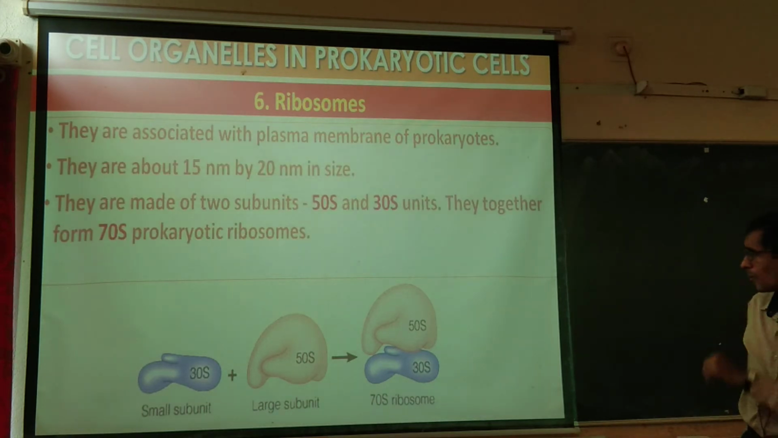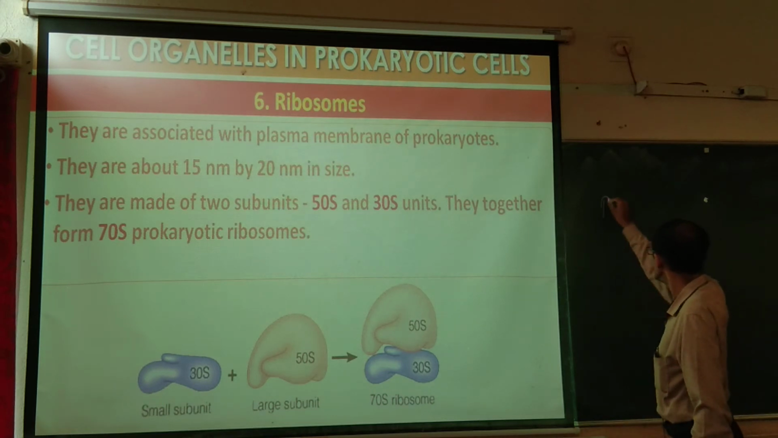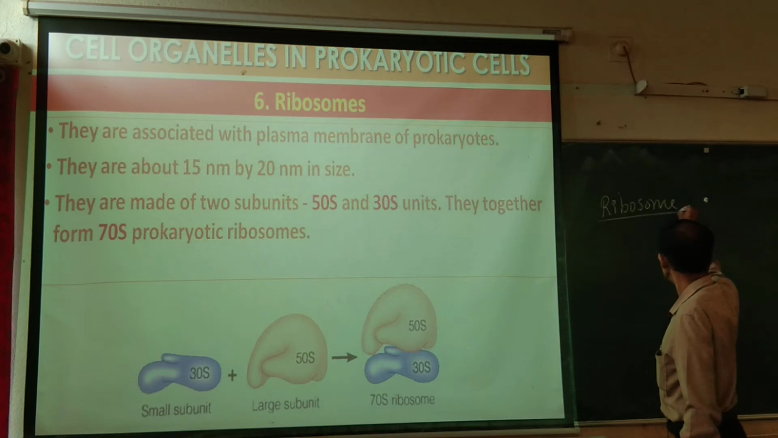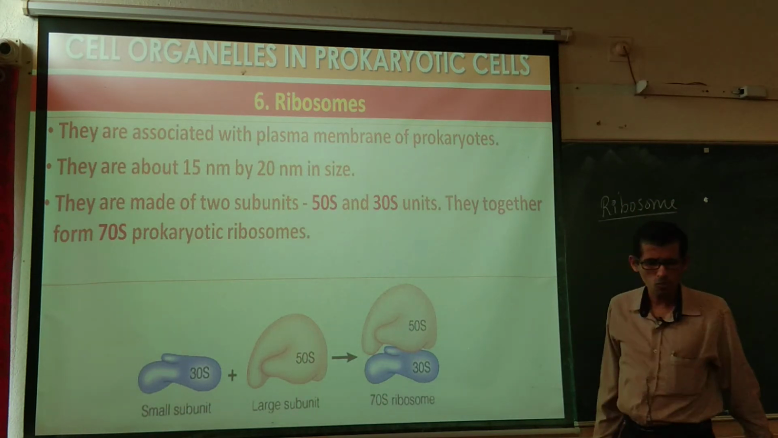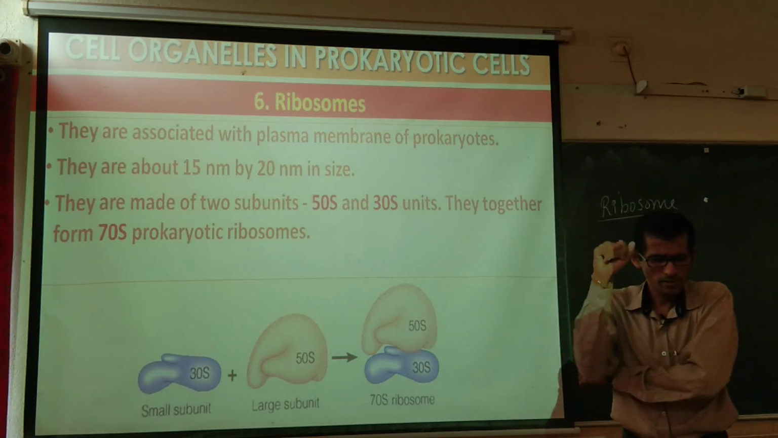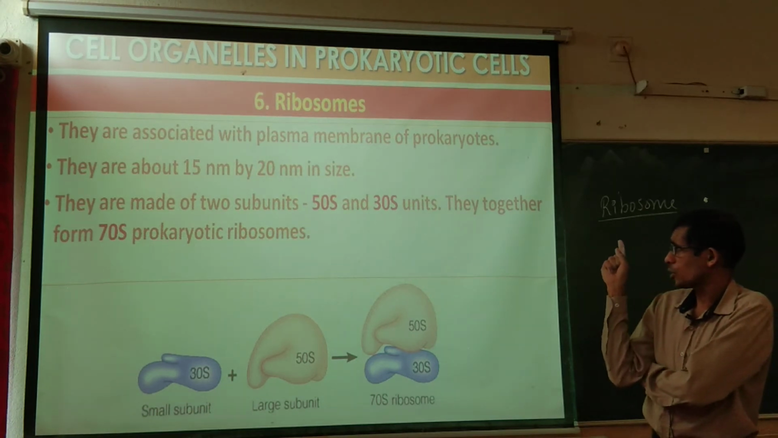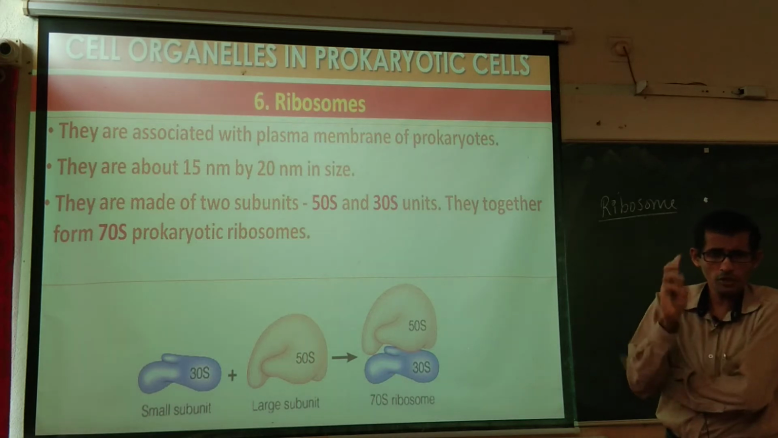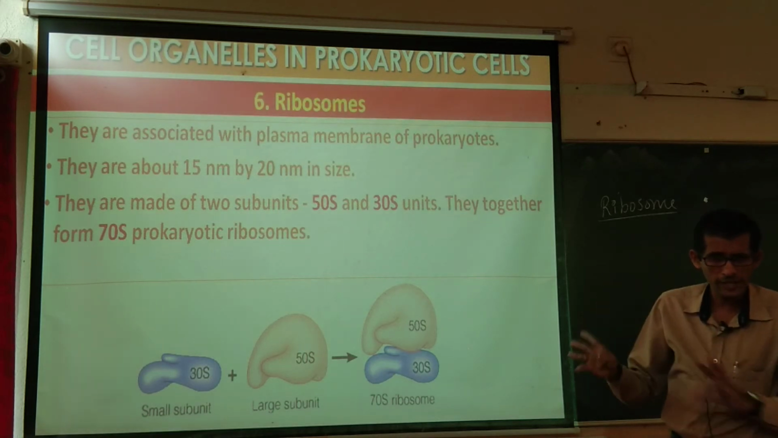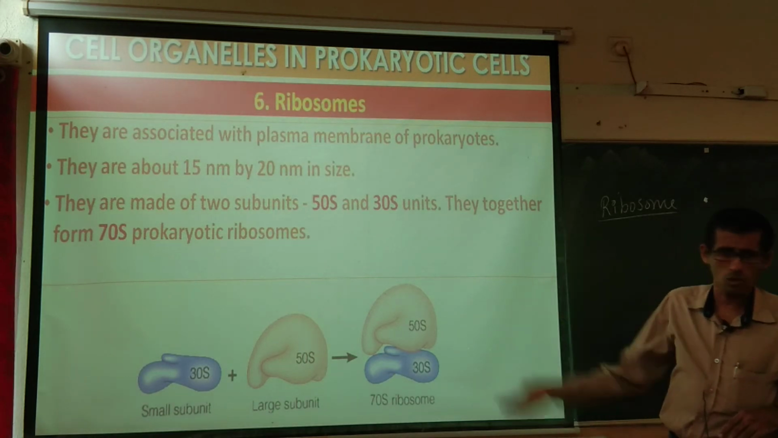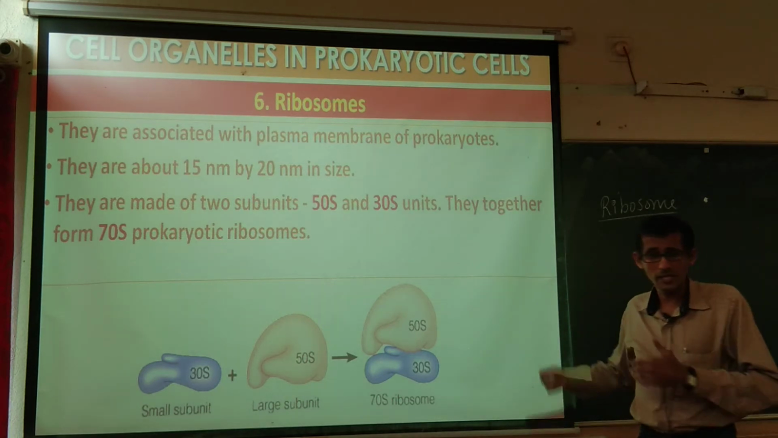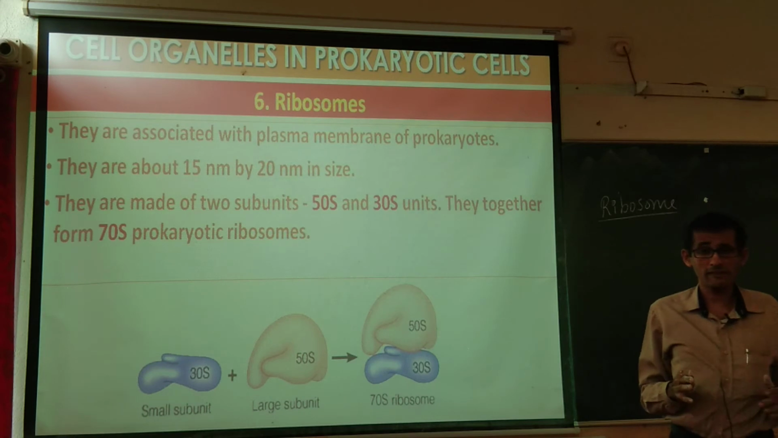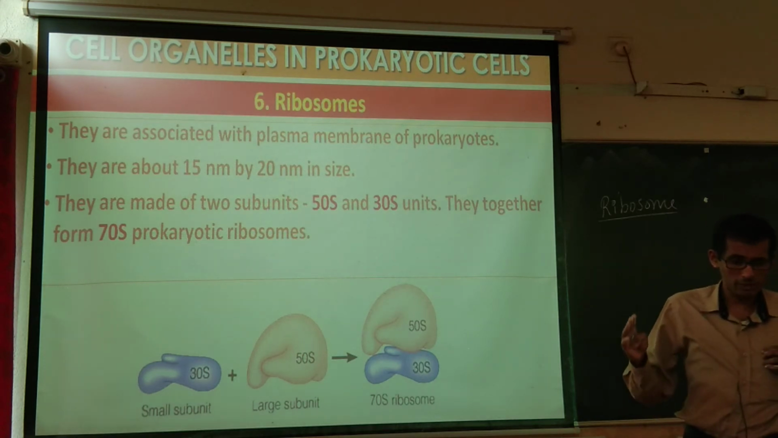What is this ribosome? So ribosomes means what? Ribosomes are observed in both prokaryotic and eukaryotic cells. What is this ribosome in terms of a prokaryotic cell? They are associated with the plasma membrane of the prokaryotic cell.